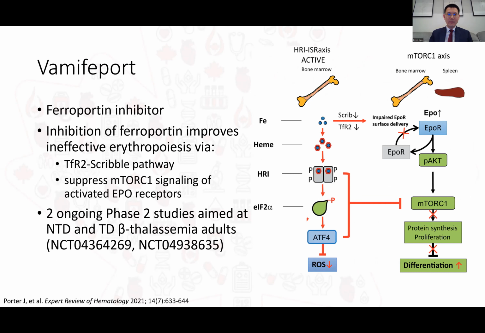Next, we move on to vemifeport, again along the hepcidin-ferroportin axis. Vemifeport is a ferroportin inhibitor. The inhibition of ferroportin is hypothesized to improve ineffective erythropoiesis via a dampening of the TFR2 scribble pathway and suppression of the mTORC1 signaling of activated EPO receptors. Two phase 2 studies aimed at non-transfusion dependent and transfusion dependent beta thalassemia adults are currently ongoing.